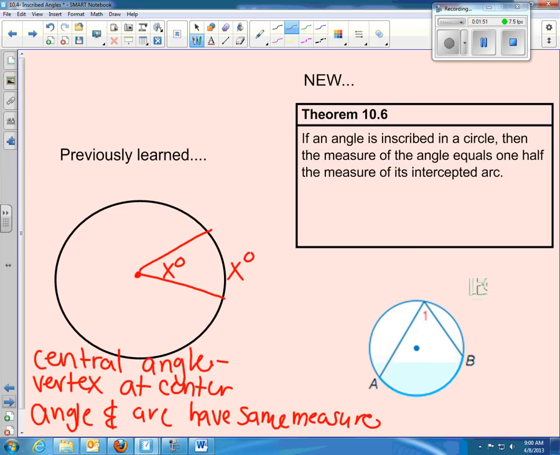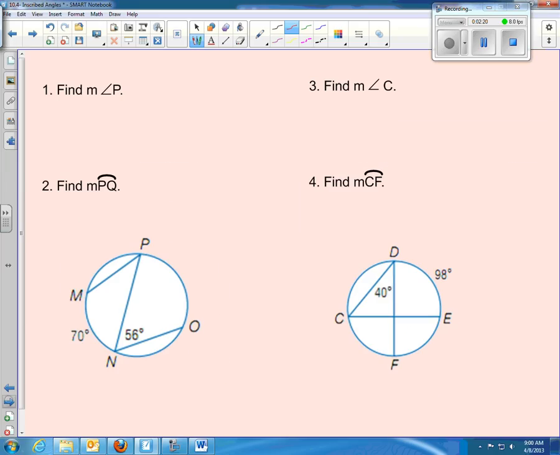All right, so let's talk about how it is different when we talk about an inscribed angle. If the angle is inscribed in a circle, then the measure of the angle equals 1/2 the measure of its intercepted arc. So what that's saying here is the measure of our angle 1 is equal to 1/2 of the measure of arc AB. So just think, the angle is 1/2 of the arc, so the arc will be twice as much as the angle.